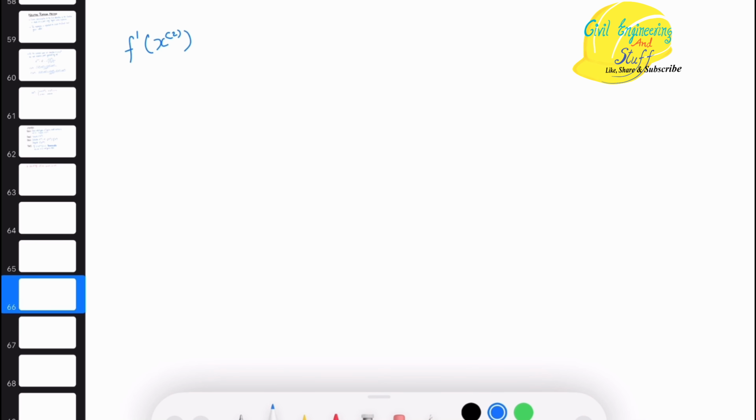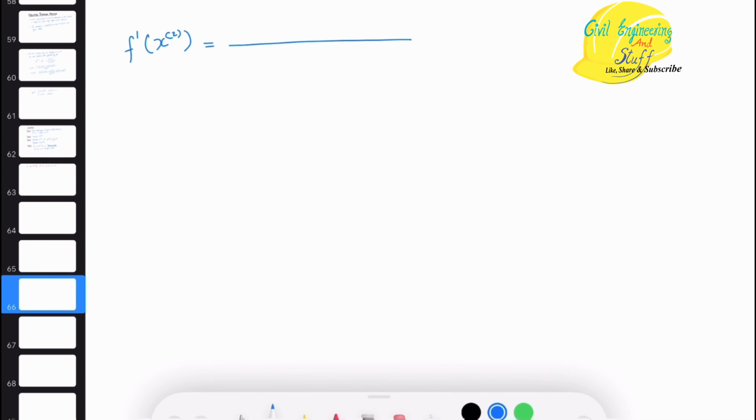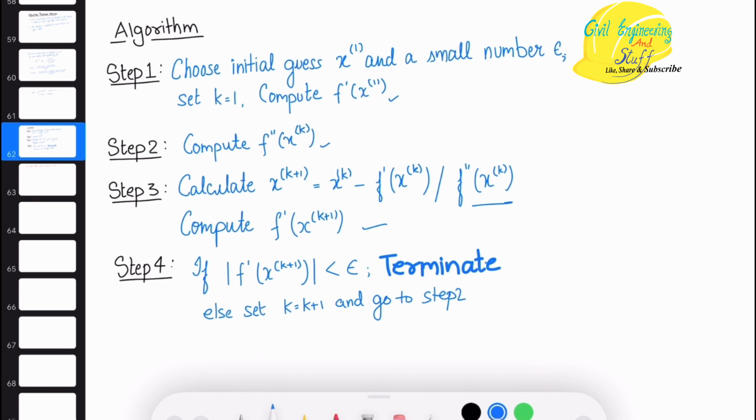Let's write down x2 for ease of understanding. This is 27.011, 27.011, and this point 27.020 divided by 2 into 0.01. On solving it, you will find the value is minus 0.450. Okay, you will see the value is minus 0.450. So we have completed our step number 3. We have found out the first derivative.